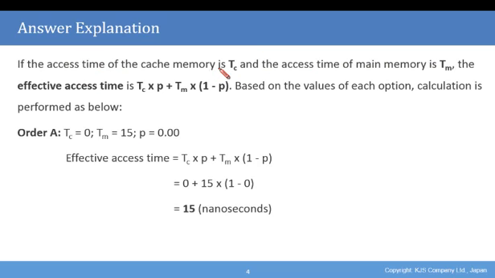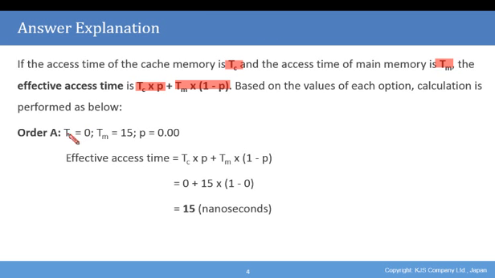So if the access time of cache memory is TC and the access time of main memory is TM, the effective access time is going to be TC times P, which is the probability of the data being stored in the cache, plus TM times 1 minus P, i.e. the time it takes to access main memory times the probability of the data not being stored in the cache. Based on the values of each operation, the calculation is performed as below.